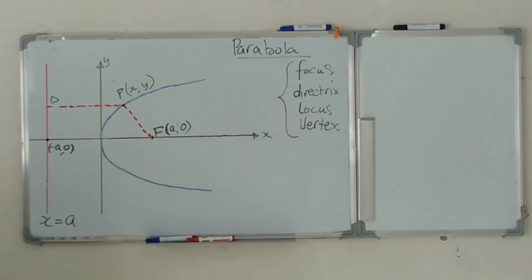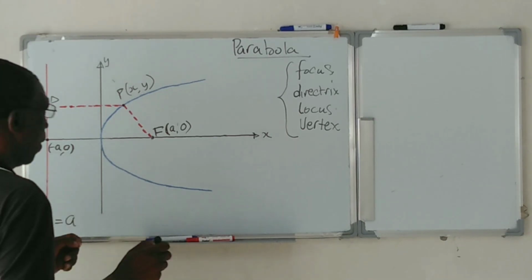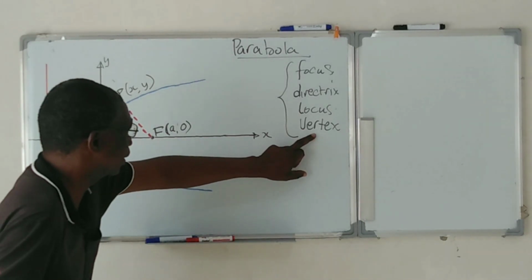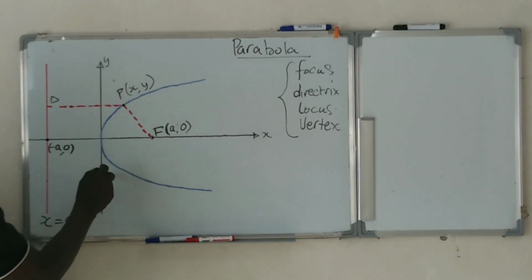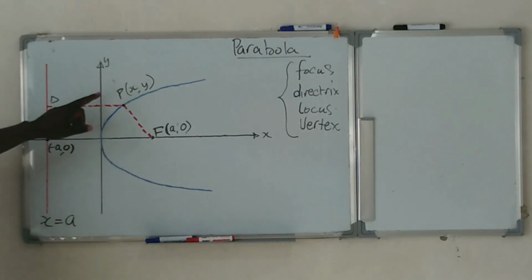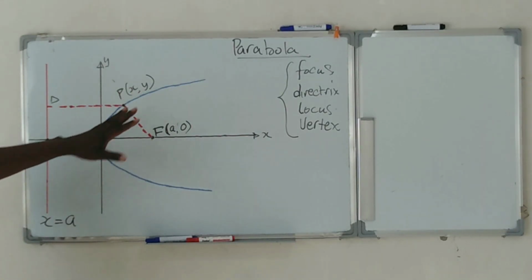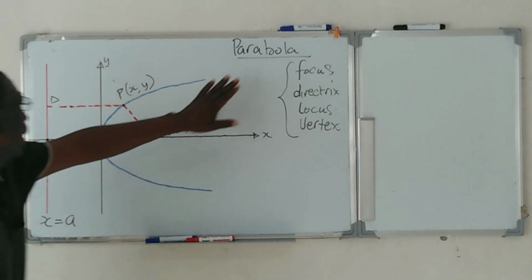Now, then we have the locus. What is a locus? Well, a locus is just the path traced out by a point. I will repeat that a little slowly. A locus is the path traced out by a point. Lastly, it's the vertex. The vertex is the point where the parabola turns. In this particular case, our vertex is at the point (0, 0). Now, the point P here with coordinates (x, y) is just a general point. It's a point on the graph of the parabola.